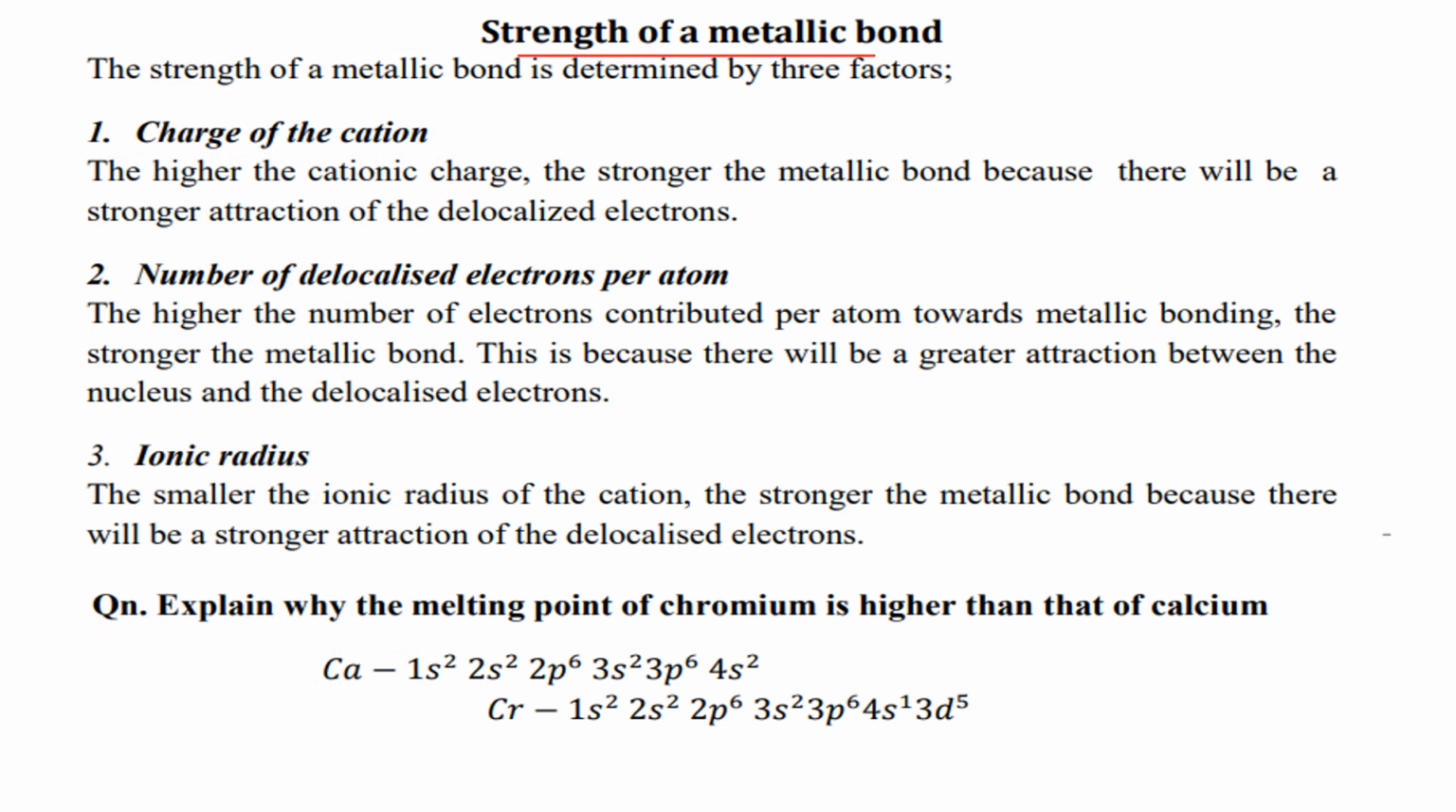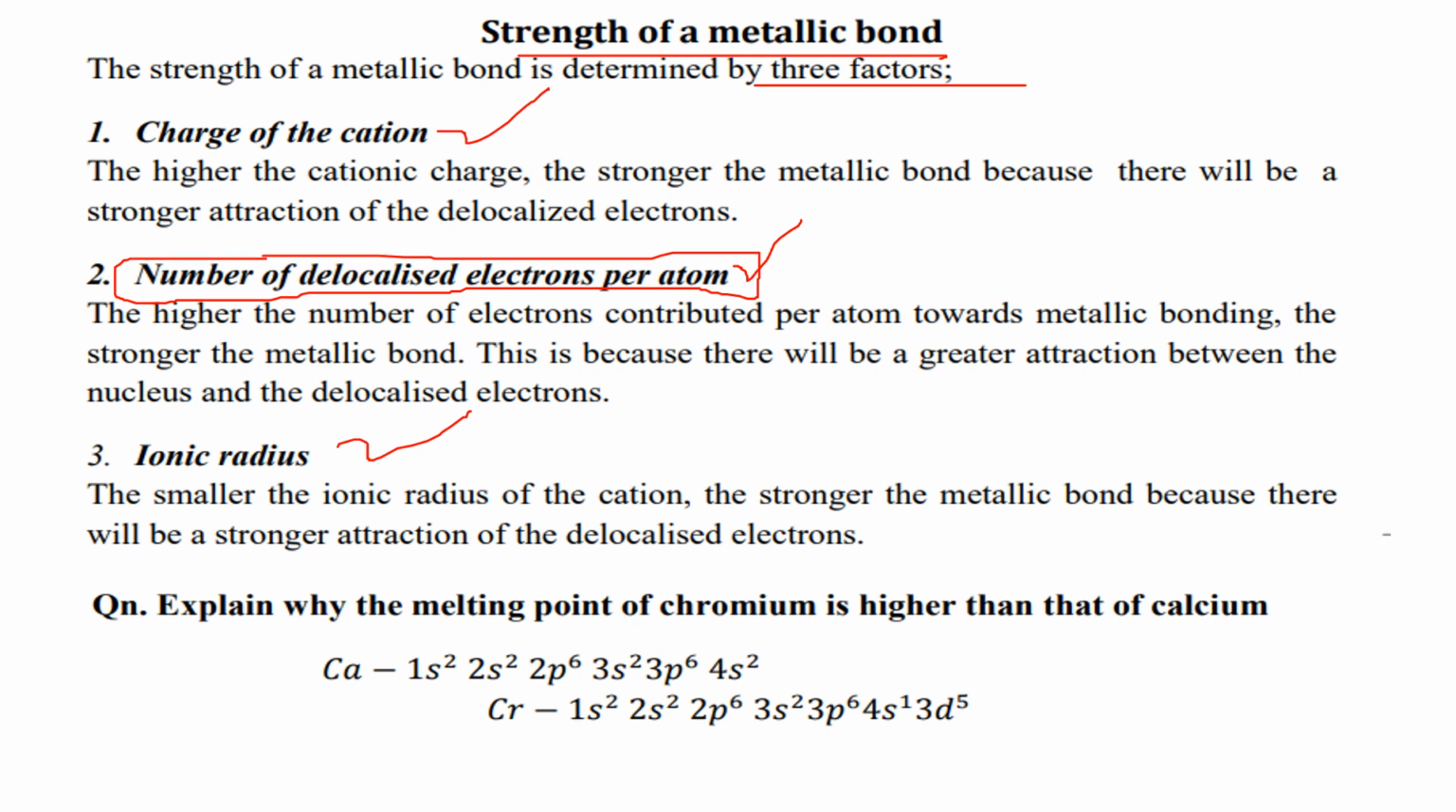Now looking at the strength of the metallic bond, we are going to say that the strength of a metallic bond is going to be determined by the following three factors. One is the charge that is present on the cation, and secondly the number of localized electrons per atom, and the other one is ionic radius in case we are dealing with an ionic compound. But if you're dealing with elements, we talk about the number of localized electrons contributed per atom, and we looked at this explanation under group 2 elements.